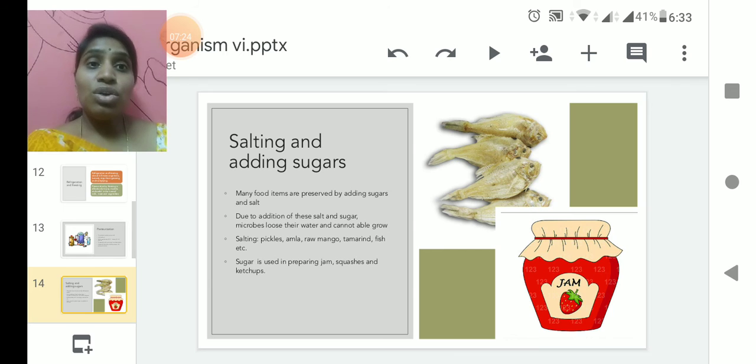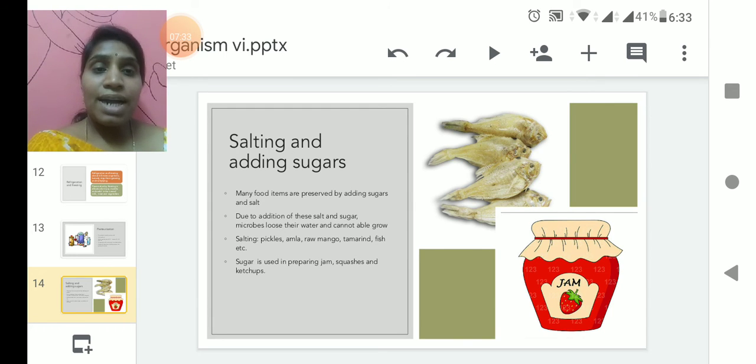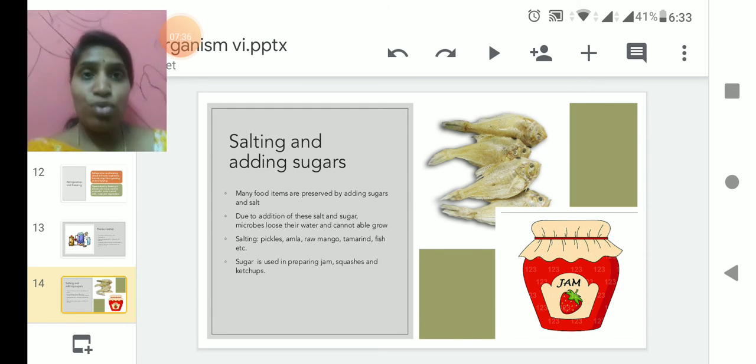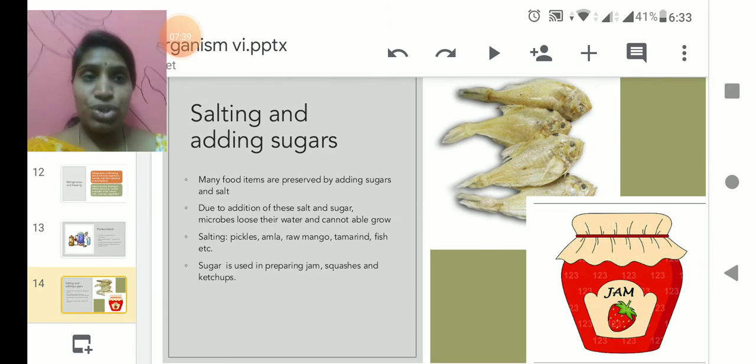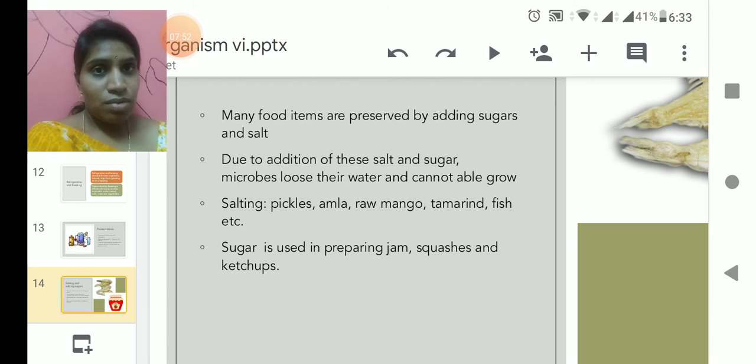Yes. So by salting and adding sugars also, children. Here this is one more process that we are going to learn, by salting, by adding sugar, by adding salt to the food items. Here let's see a fish. You can see a dry fish is a salted fish, right? Here due to the addition of the salt and sugar, microbes lose their water and they cannot grow. Whatever water is present in that will be lost, right? That process is nothing but dehydration. Then they can't easily grow on them, right?